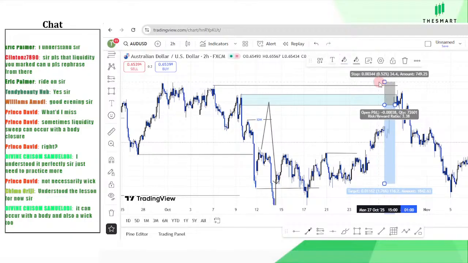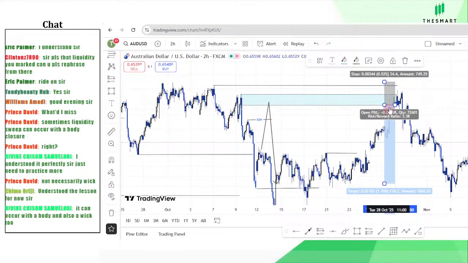Don't worry. By Wednesday, we'll understand how to... Wednesday, no. By Friday, we should understand how to place our stop loss in the right places and how to avoid stop loss hunts from market makers. So now look at this, this is the right way to do this. Your stop loss above the high.